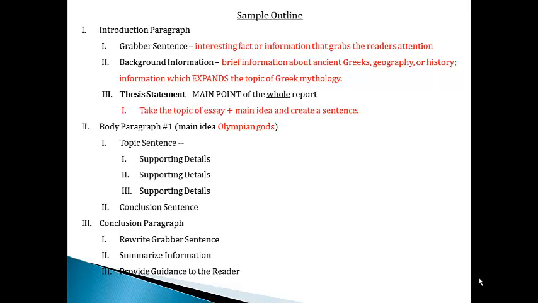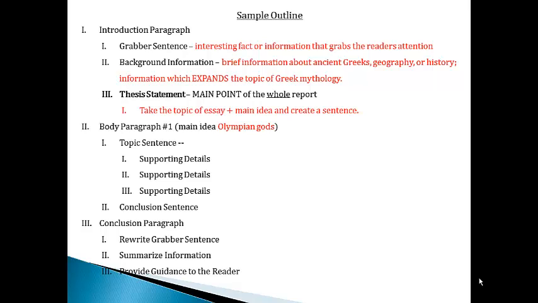Background information. Your background information needs to be about the whole topic. Remember, it's not about my main idea. I haven't gotten there yet. I'm just wanting to give background information because I've done research on Greek mythology. You've done research on Greek mythology. But what about your reader? What if they don't know anything about Greek mythology? So here I put brief information about ancient Greeks, maybe some geography or history, any information which expands the topic of Greek mythology. Okay? And this is the most important step that comes next.